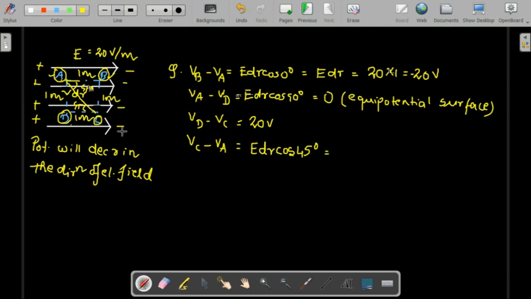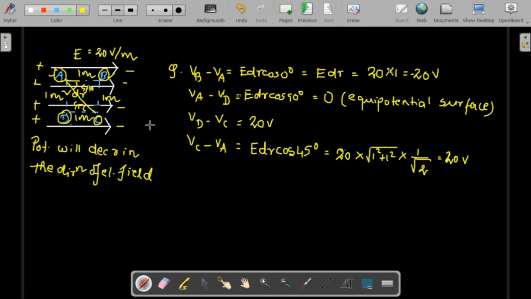And what will be my dr would be this and this square root. So I can simply write it down as E means 20 into dr, which would be nothing but 1 square plus 1 square into 1 45. Cos 45 is 1 by root 2, so root 2 will get cancelled. I'll again get it here to be 20 volt.